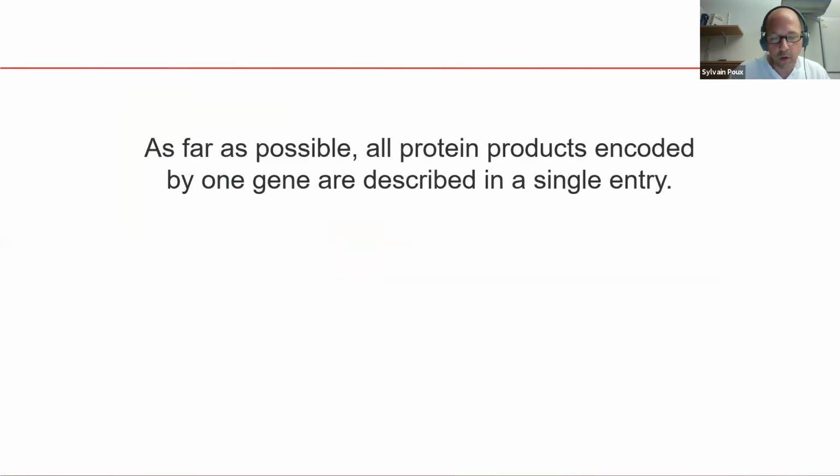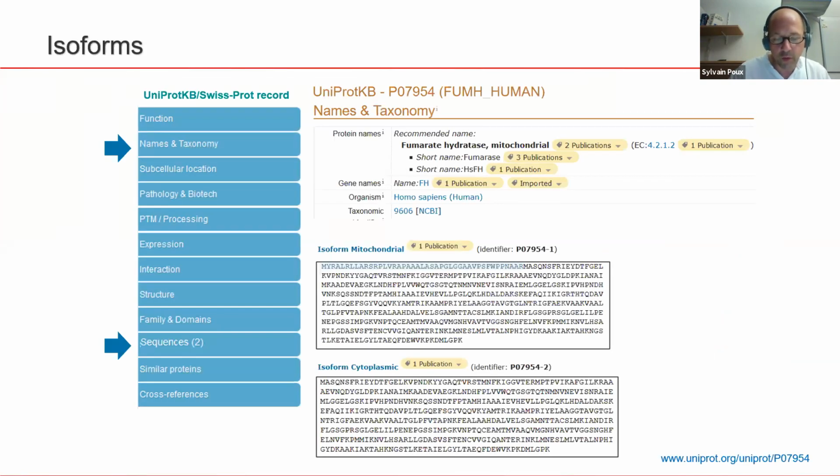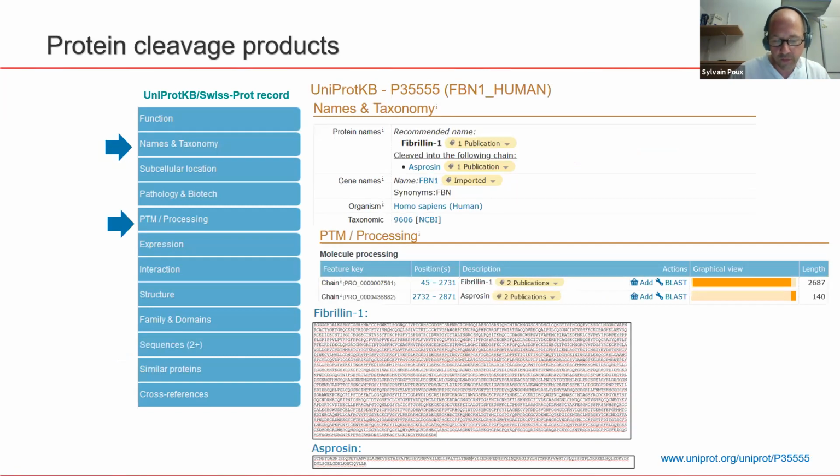As far as possible, all protein products encoded by one gene are described in a single entry. As you can see here, splice isoforms, mitochondrial and cytoplasmic, from human FH are displayed in the same Swiss-Prot entry. The same is true for functional protein cleavage products. In the example shown here, two distinct protein chains are produced by proteolytic cleavage: the fibrillin-1 chain, which covers most of the protein coding sequence of the FBN1 gene, and the asprosin chain, which is much smaller, at the C-terminus.